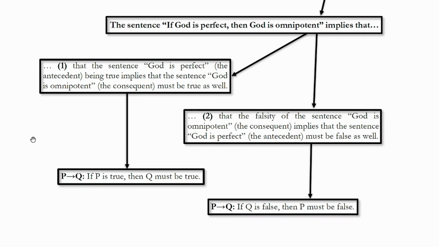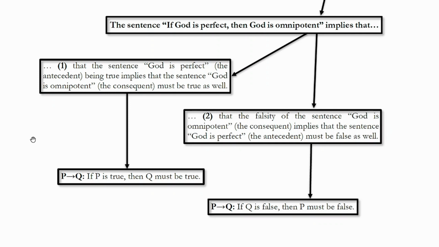Now, what else is the statement telling you? Remember the second thing that if-then statements also imply. This statement also tells you if you know God is not omnipotent, if you had some argument that you think established that God is not all-powerful, then it's also telling you that you then know that God is not perfect. Right? Because remember, in an if-then or conditional statement, the falsity of the consequent implies also the falsity of the antecedent. So if God is not omnipotent, that would mean God is not perfect. That's another thing this sentence is telling you.